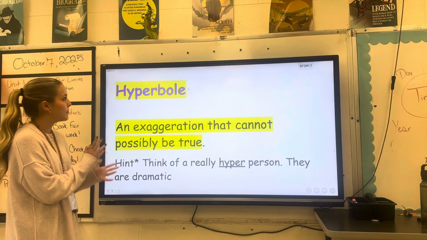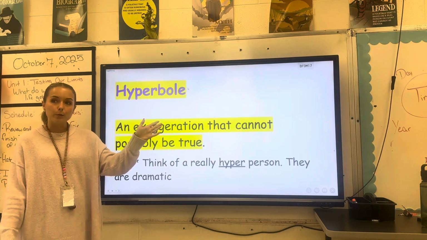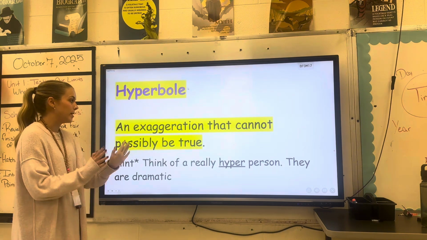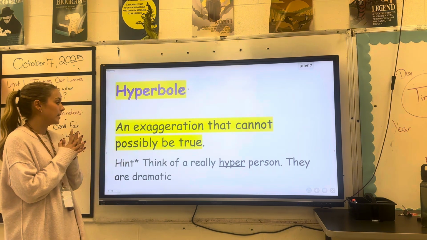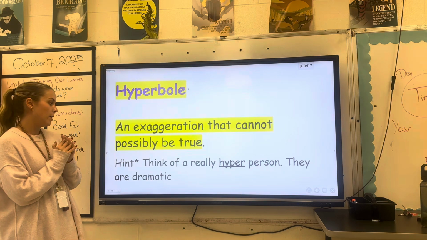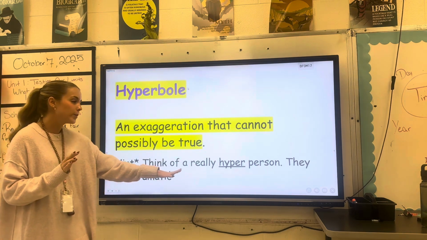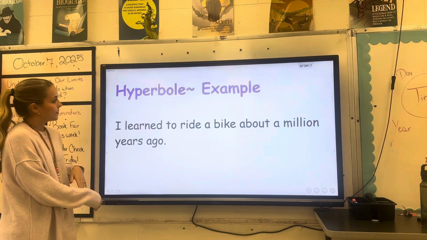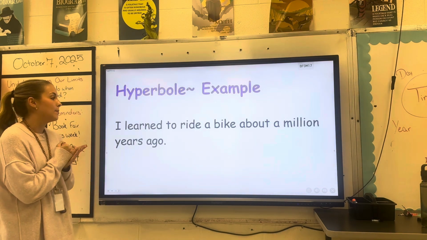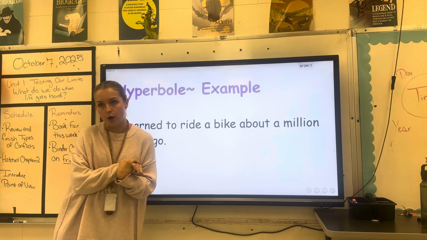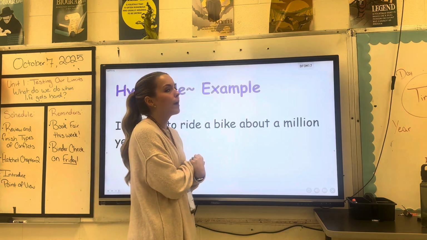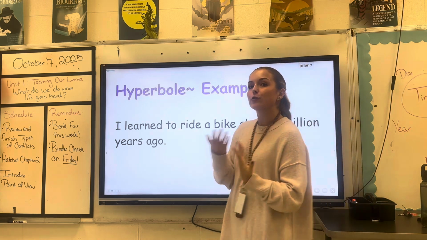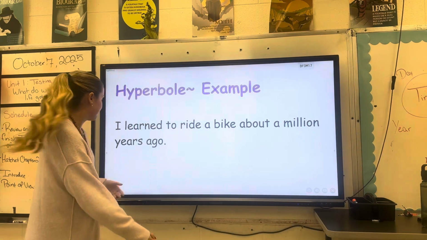And then my next word is hyperbole, which is an exaggeration that cannot possibly be true. And here's my hint, think of a really hyper person. They would be dramatic. My example is, I learned to ride a bike about 1 million years ago. Can a person really learn to ride a bike 1 million years ago? No. They're being dramatic, so that's a hyperbole.